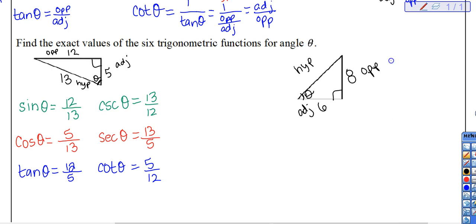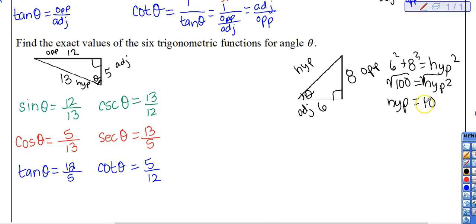So we're going to do 6 squared plus 8 squared equals, not c squared, people, hypotenuse squared. You are not in geometry. You are in pre-calculus. So that's 36 plus 64, which is 100, equals hypotenuse squared. Square root? What's the hypotenuse? 10.